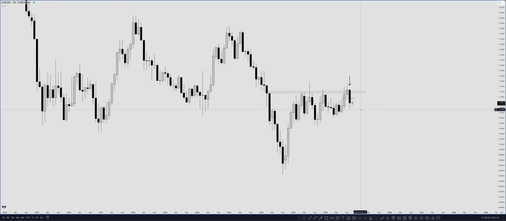Absolutely not. Remember that we are still consolidating. We are still inside of this range. We have liquidity on both sides right here. And the last thing that we really want to do as day traders, scalp traders especially, is be guessing what is going to happen on a monthly, weekly time frame, because price can just keep on consolidating right here.